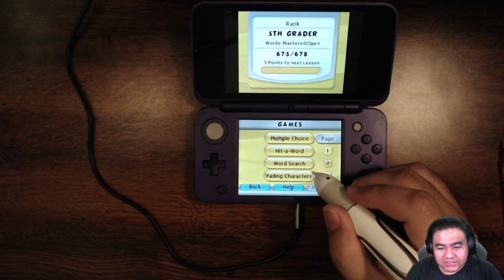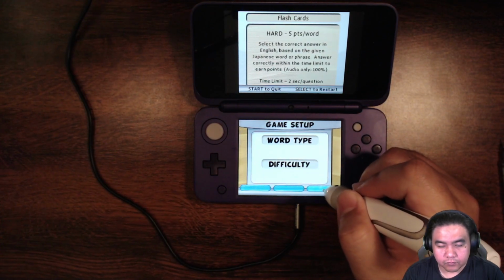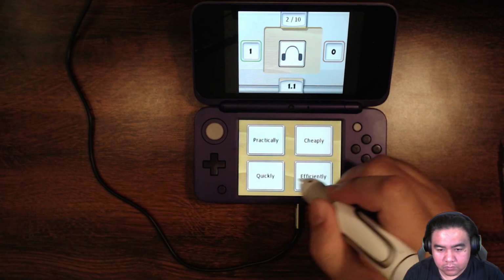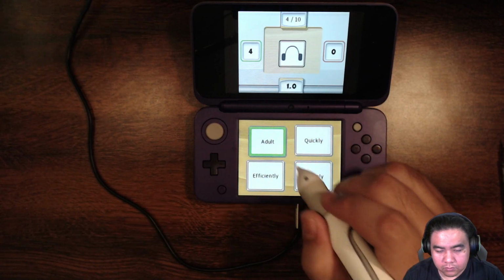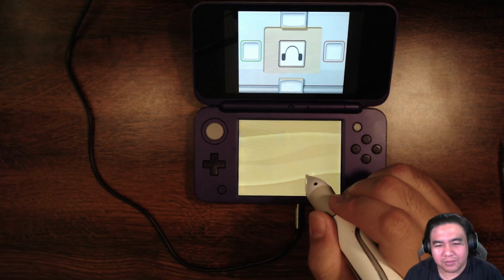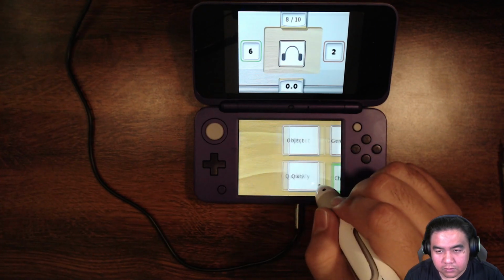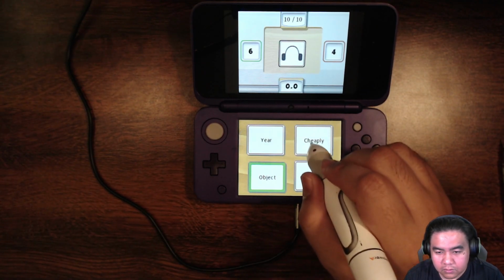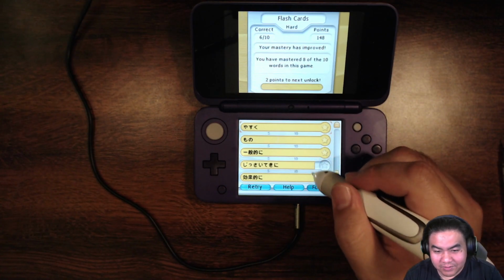Wait, 5 points left? Muzukashiku. Hayaku. Otona. Oh my gosh. Yasuku. Koukatekini. Mono. Oh my gosh. 2 points. Each of them is worth 1 point. Okay.